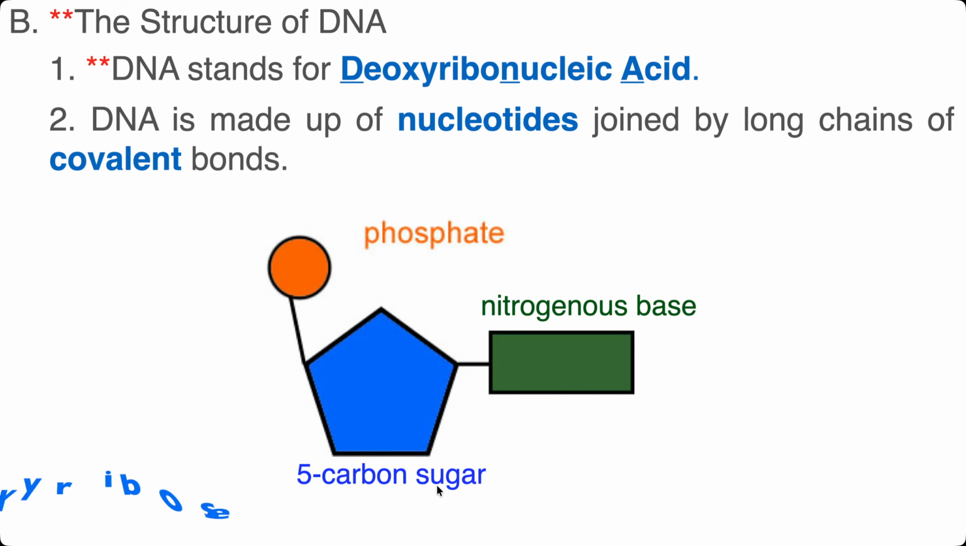And what is this 5-carbon sugar? It's called deoxyribose. That's where the beginning of DNA gets its name from, deoxyribo. And then nucleic acid, it is in the nucleus.